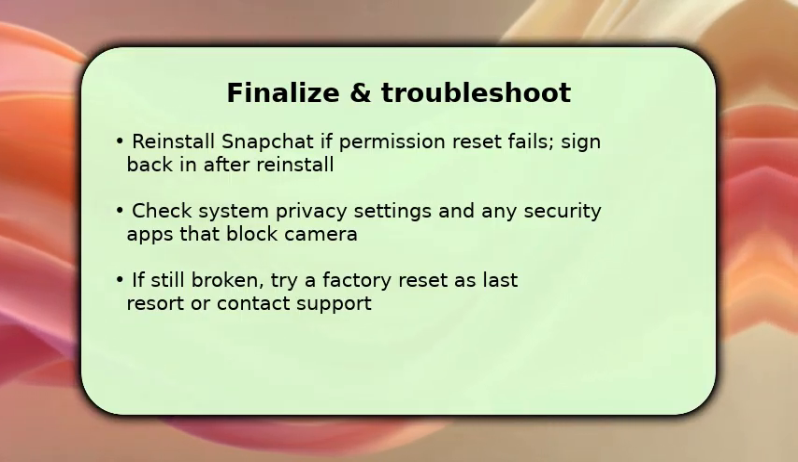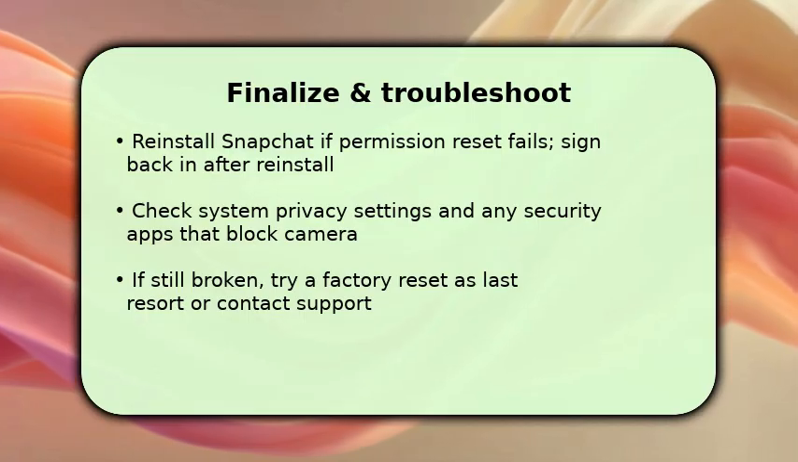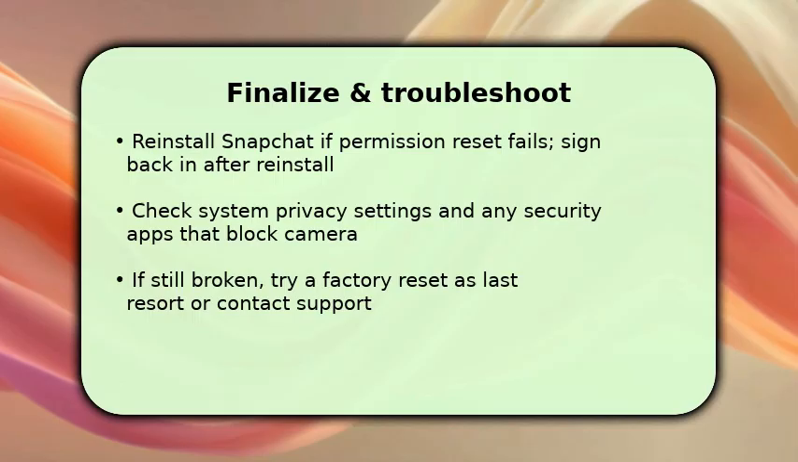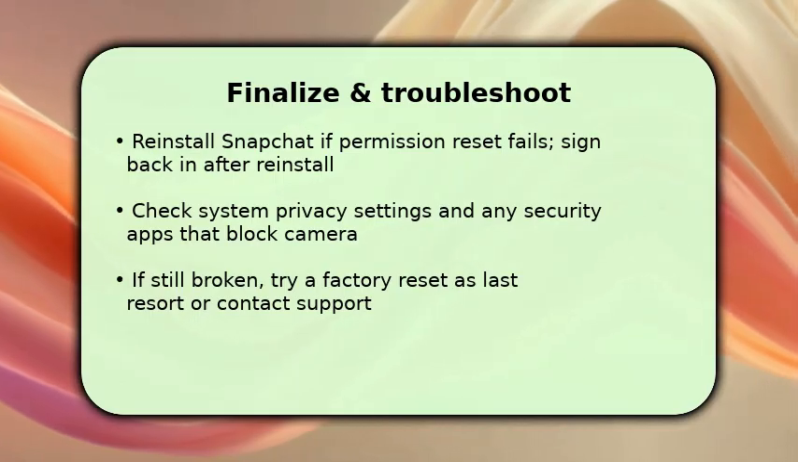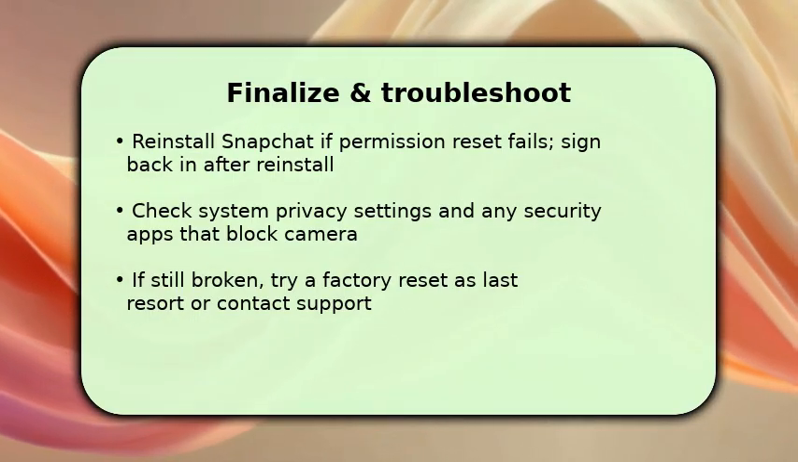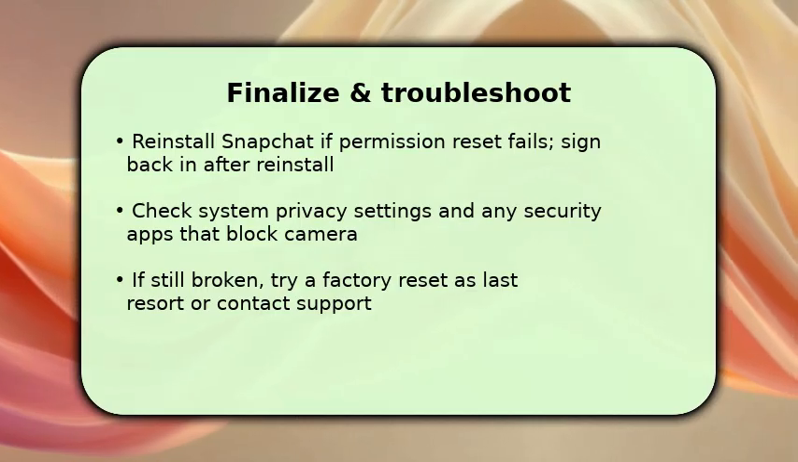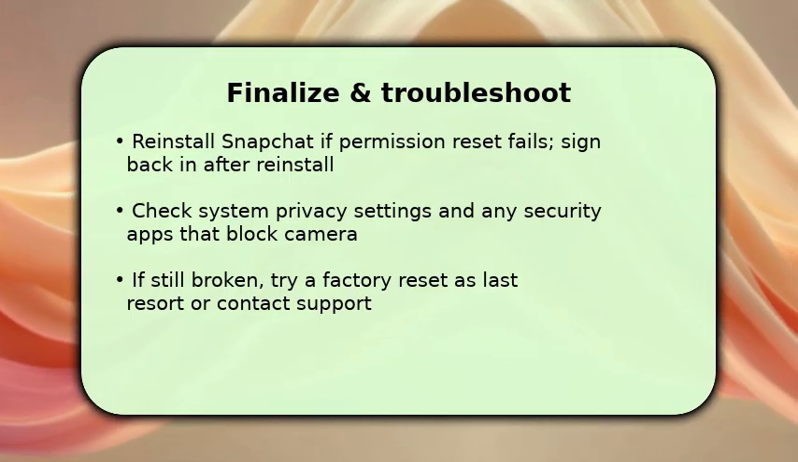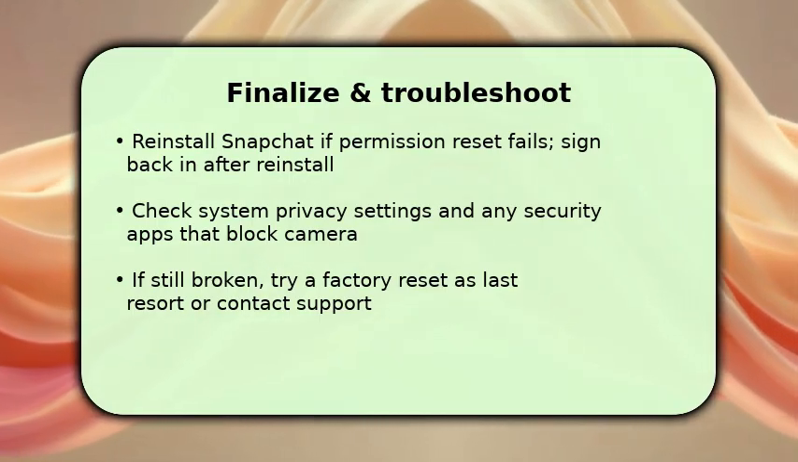Make sure system-level privacy settings aren't blocking apps, and disable any third-party security or parental control apps temporarily. If these steps fail, a factory reset is the last resort because it resolves deep system permission corruption. Otherwise, contact Snapchat support. Key tip: before drastic steps, test the camera in another app to isolate whether the problem is Snapchat.